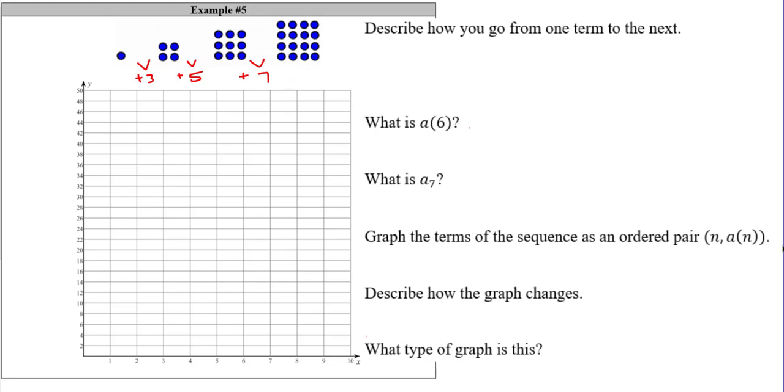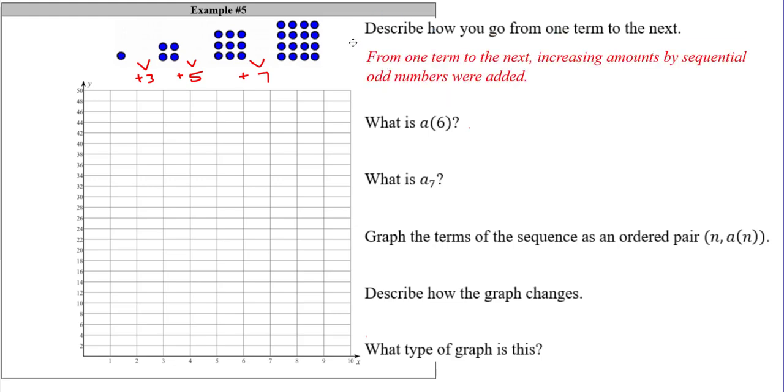Okay. So how would we describe going from one term to the next? I said something like this: from one term to the next, we are increasing amounts by sequential odd numbers being added. Okay, so we went 3, then plus 5, plus 7, plus 9. This is actually, if you haven't noticed already, a perfect square sequence. Okay, perfect squares. What is 1 squared? That's going to give me 1. 2 squared, that's going to give me 4. 3 squared, that's going to give me 9, and so on. So these are our perfect squares, hence the shape of these dots.